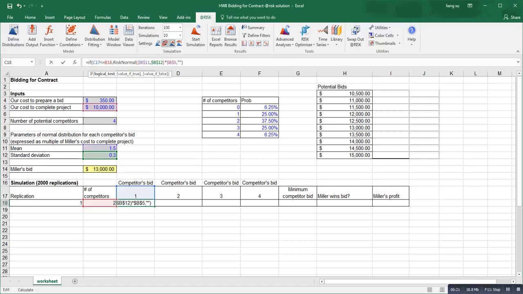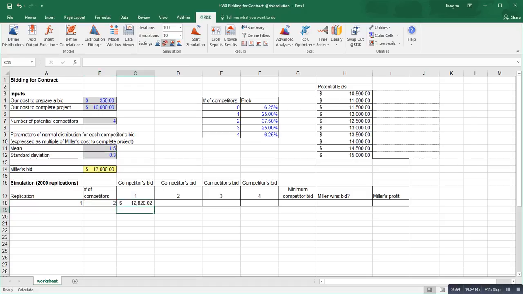So let's first lock this cell, B18. But for this other cell, since we're going to drag this, for example, when we drag it to the next cell, we want C17 to become D17. That means we allow the column C to change and lock row number 18 here. So that's the final formula we would have.